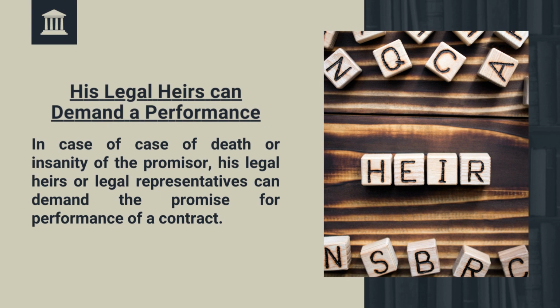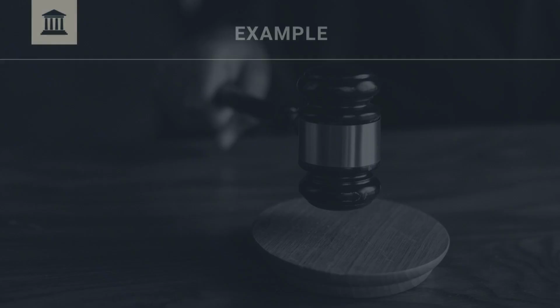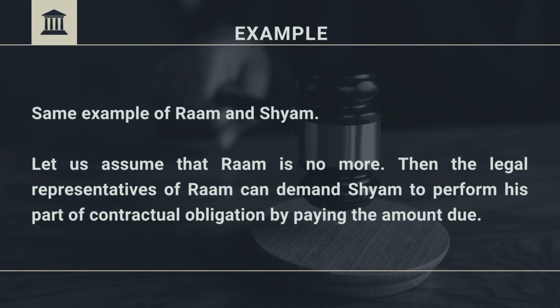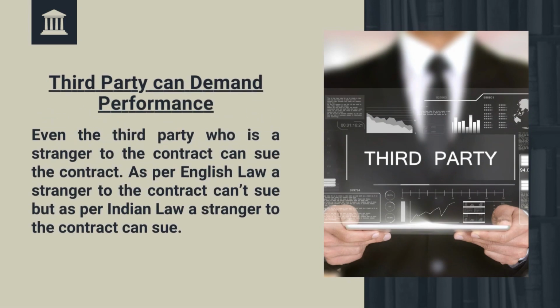In case of the death of the promisee, the legal representatives of the promisee can demand the performance of the contract from the promisor. As Mr. Krishav or Mr. Ram is no more, who were frequently making offers to the other parties, their representatives can demand the performance of the contract from the other parties. Then the third party to the contract can demand performance of a contract.